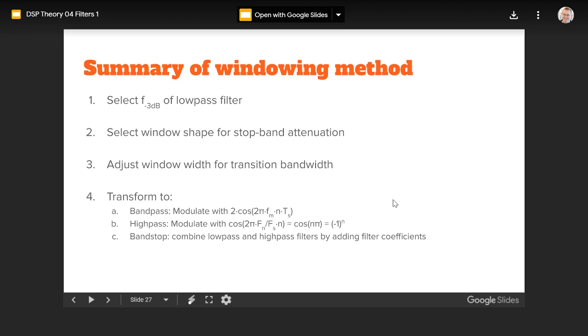So how to do the windowing method? You first select the minus 3 dB point of the low pass filter, based on the design of what you are going to do, of course. Select the window shape for stop band attenuation. It's application specific how much stop band attenuation you need, enough to reduce the noise below usually the quantization noise level. That's enough. Then adjust the window width for the transition bandwidth, and then basically, if needed, do some transformation.